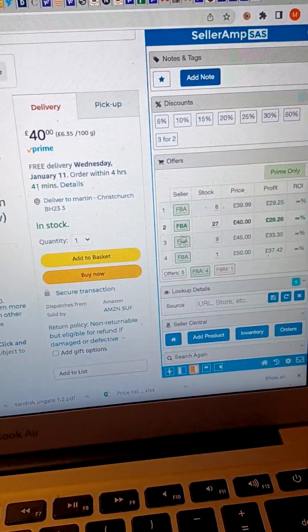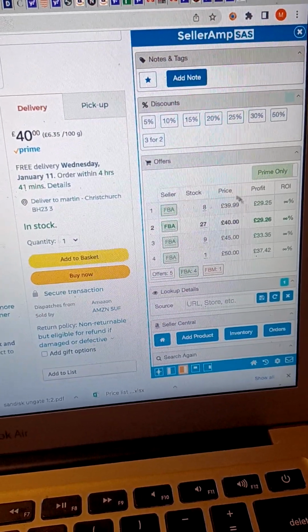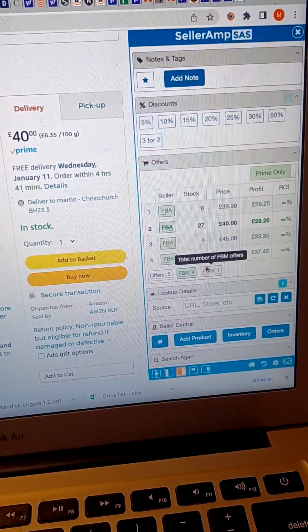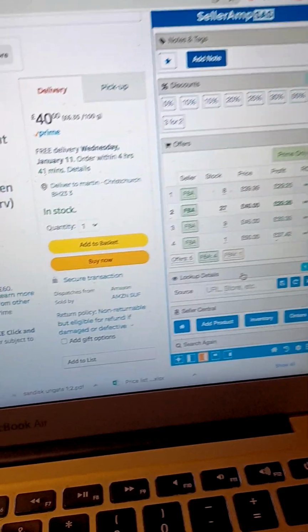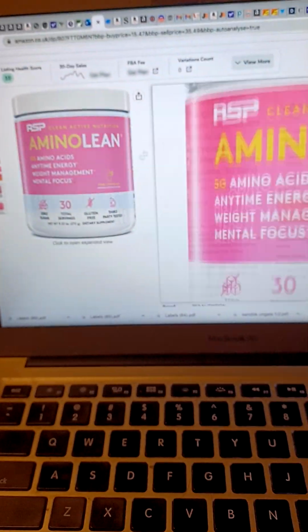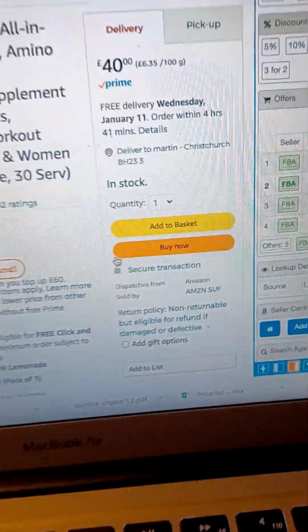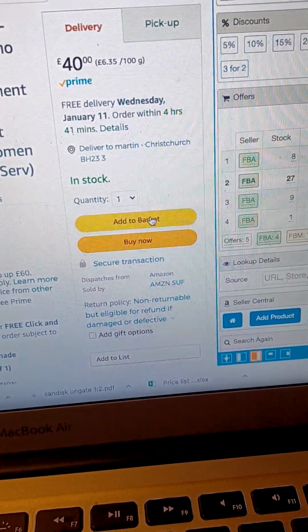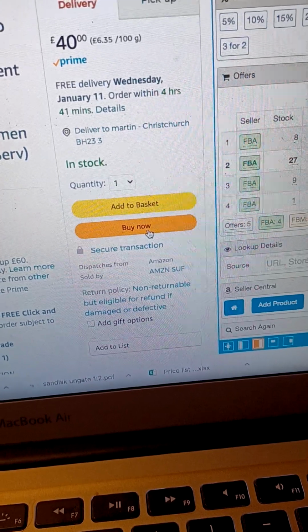So in the algorithms of how Amazon works out who's selling the product, and by that what I mean is when you go onto Amazon and this is what you're looking for, and then normally you go add to basket, or you'd go buy now, wouldn't you?